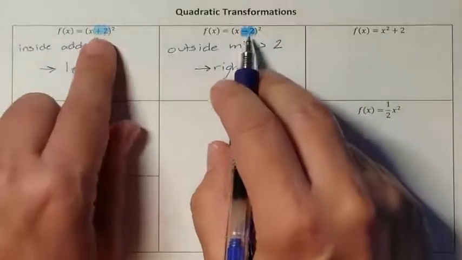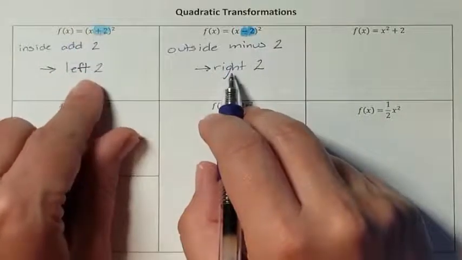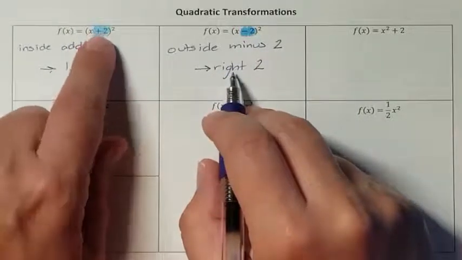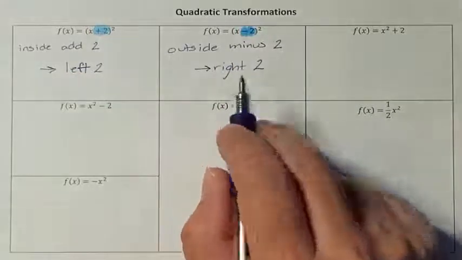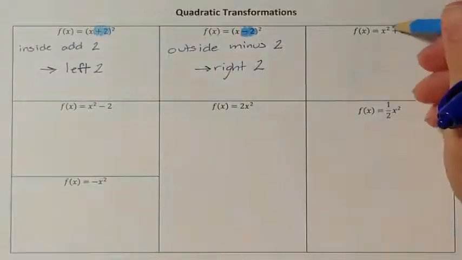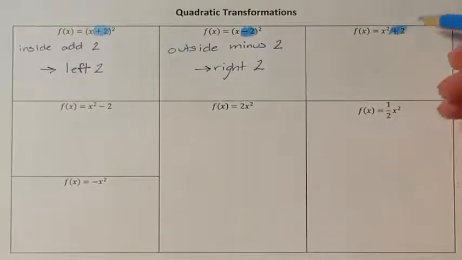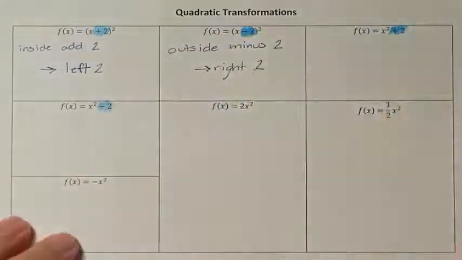So if we are on the insides and if we are adding or subtracting, that means that we are going to be moving either to the left or to the right. Adding on the inside told me to move to the left. Subtracting on the inside told me to move to the right. So now what happens when it's on the outside? I see that I have a plus 2 on the outside, and I also have a minus 2 on the outside. So we're going to go ahead and describe that.